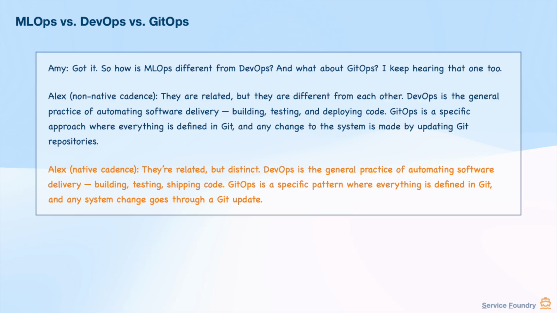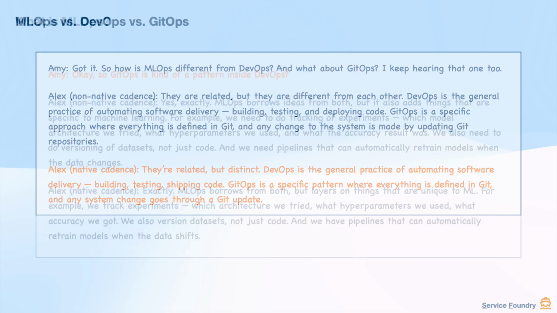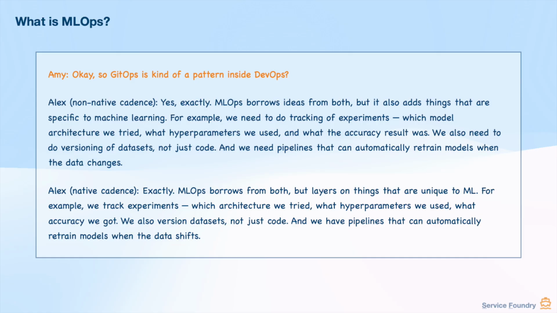DevOps is the general practice of automating software delivery, building, testing, shipping code. GitOps is a specific pattern where everything is defined in Git, and any system change goes through a Git update. Okay, so GitOps is kind of a pattern inside DevOps?